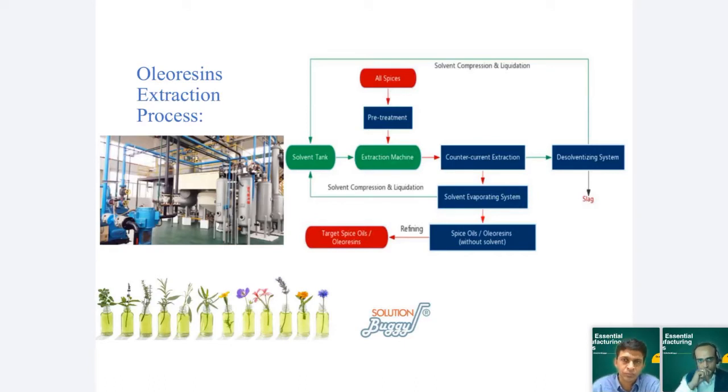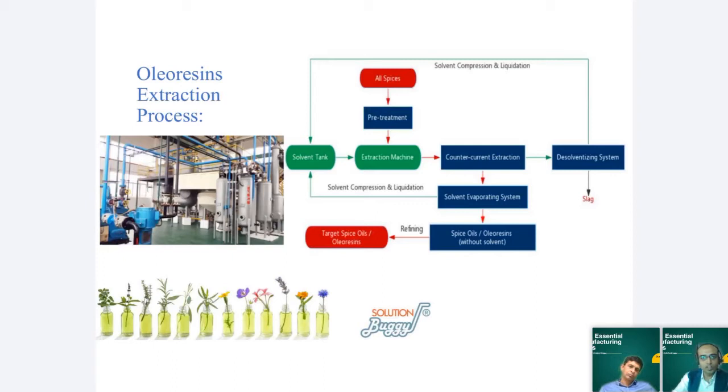So excuse me, the process includes: when the spices come to the entry point of a plant, they are pre-treated for contamination. First of all, they are pulverized, then extracted using a solvent, any type of solvent like alcohol or water, depending on the product. Then the solvent is evaporated, and what is collected is the oleoresin, which is then further used to purify.